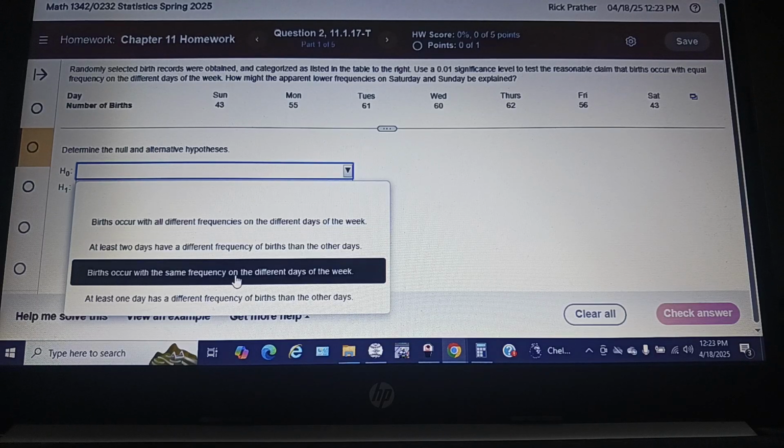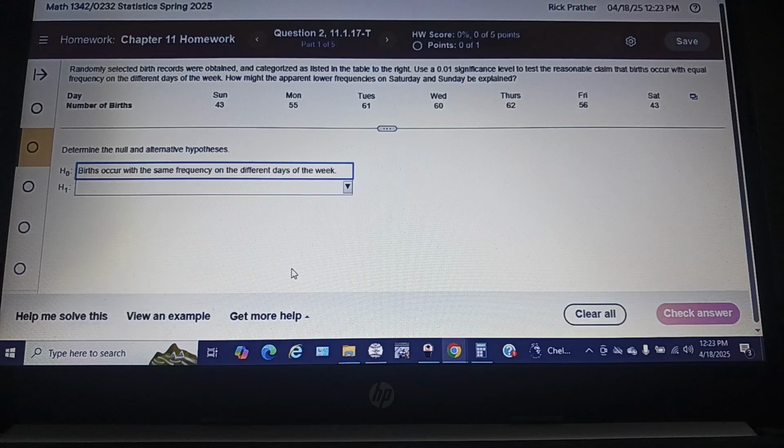Births occur with the same frequency. So that's the null, that births occur with the same frequency. In other words, it's all equal. No matter what day you pick, I should see roughly equal amounts of births. And in a sample, they might not all be exactly equal. That's fine. But is this significant evidence that they're all roughly equal or they're not so equal? And then usually the alternative is at least one of them is different. We don't care which one it is.